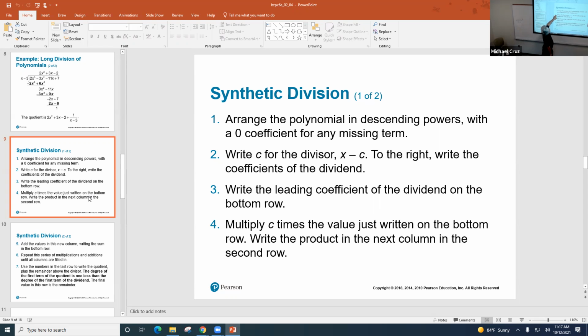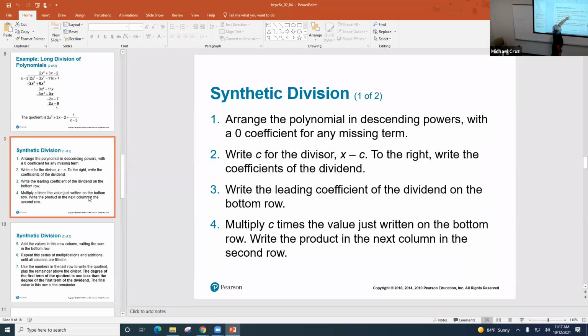So you still arrange the polynomial so the powers are in descending order. You got to have that. If there's anything missing, in other words, if it skips from cubed to x, then you got to put a 0 in to represent the x squared.